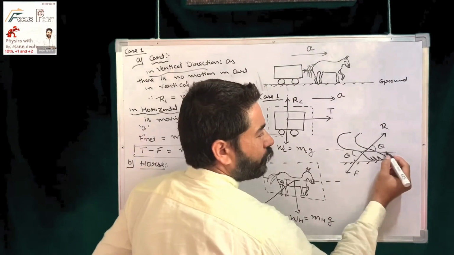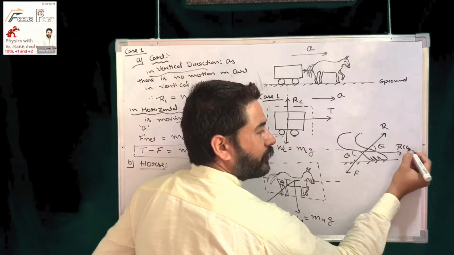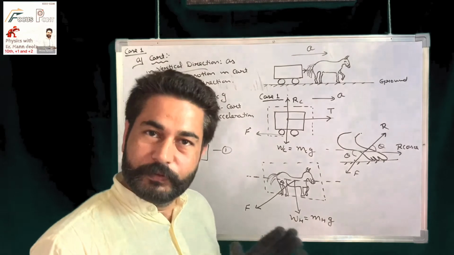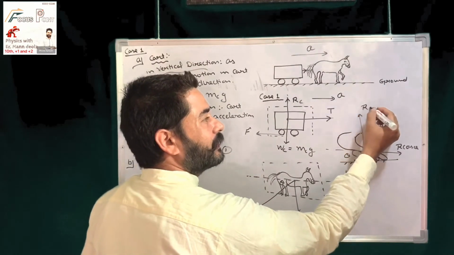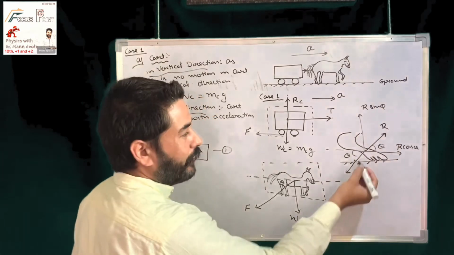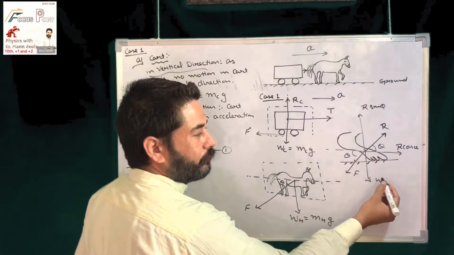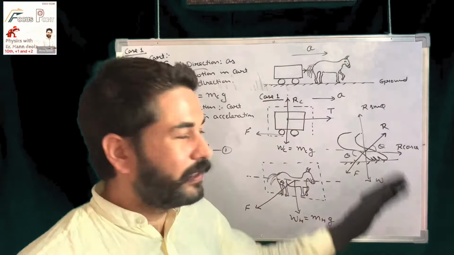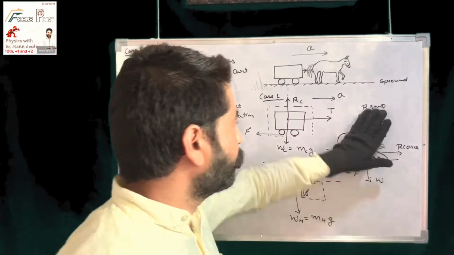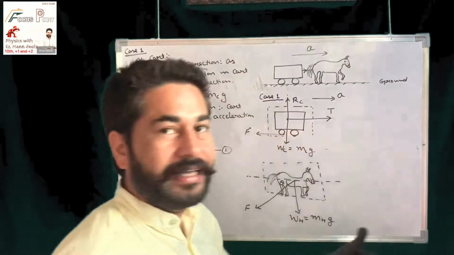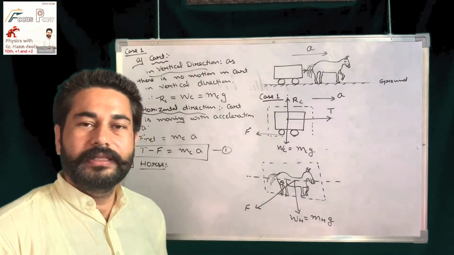Now one component of this reaction, r cos theta, will help you to move in the forward direction, and another component of this reaction, which is r sin theta, will help you to balance your weight. That's why this force is applied at some angle to the ground. A similar thing the horse will also do in this problem.